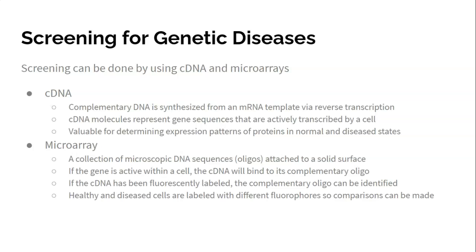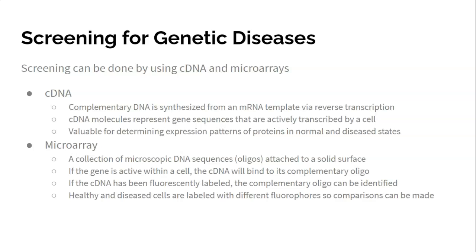Now we're getting back into ideas of biotechnology, so screening for genetic diseases. And you can do this in two main ways, using cDNA and a microarray. So cDNA is complementary DNA, and it's synthesized from an mRNA template using reverse transcription. And then you would use that cDNA because it represents gene sequences that are transcribed by a cell. And you can determine expression patterns in normal and disease states. And on the next slide, we're going to go into a little bit more of that.